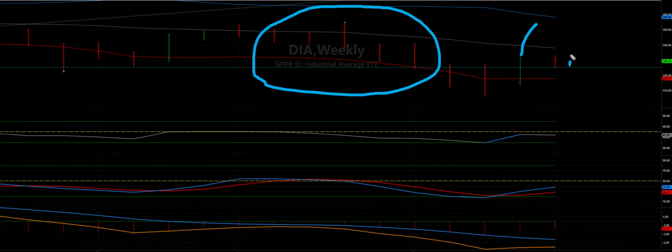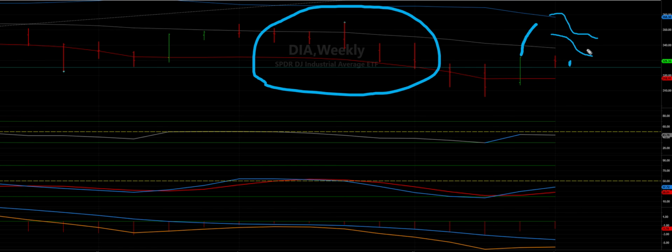And we want to also look at the 8-week moving average. We've got to get above the 8-week moving average and have a day where we close above it. Now, if the 50-day moving average is very close to that, like I said, we're going to wait.